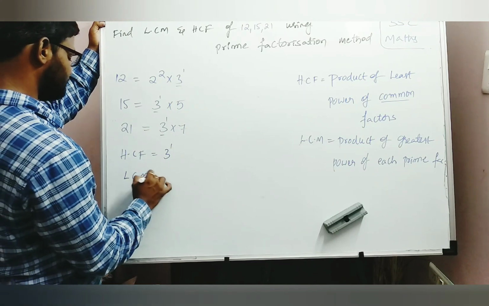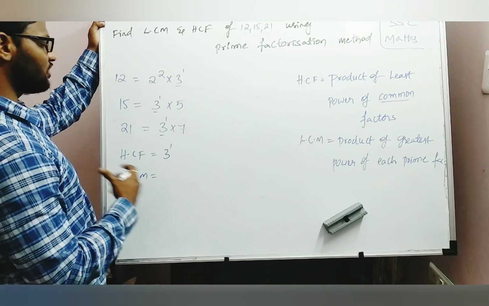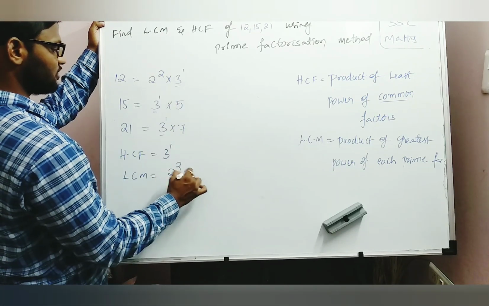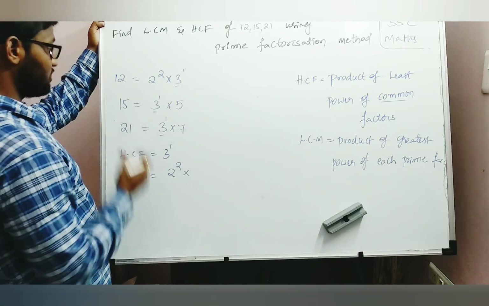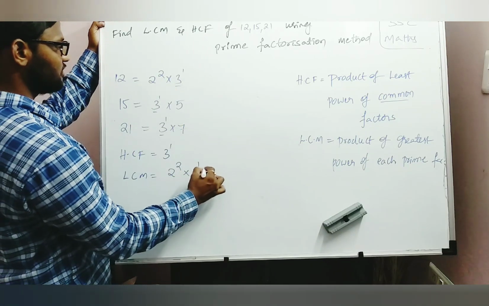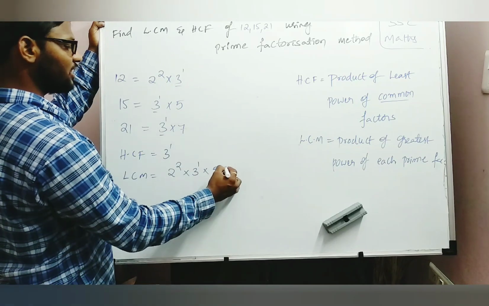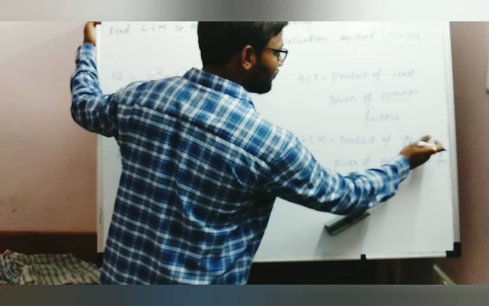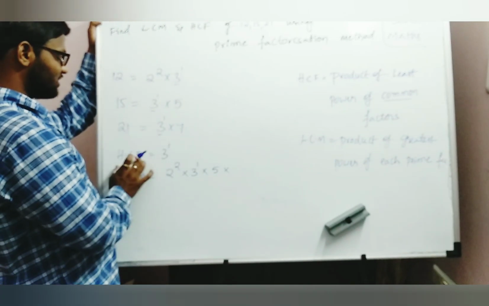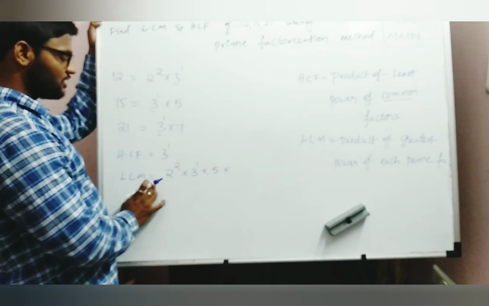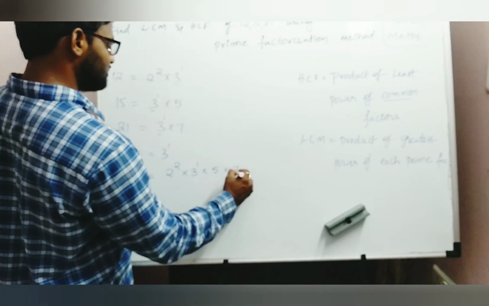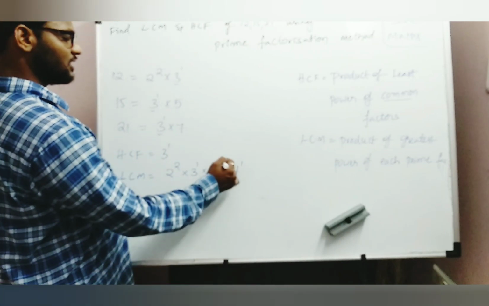Next LCM. In LCM we will take all the factors with greatest power. 2 power 2 is the greatest power. Next 3 power 1 is the greatest. 5 is not common but we have to write it in prime factorization. In LCM we have to write product of greatest power of each prime factor, not only common factors. In HCF we will write only common factors. Next 7 is not common but 7 power 1 is the greatest.